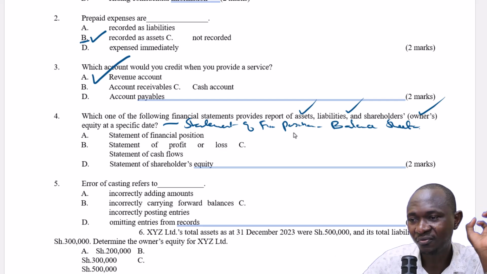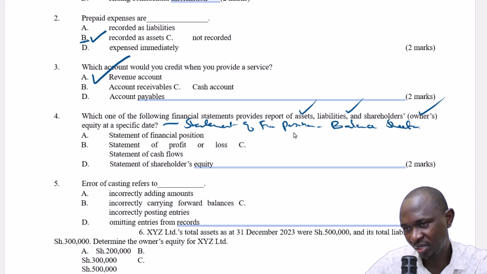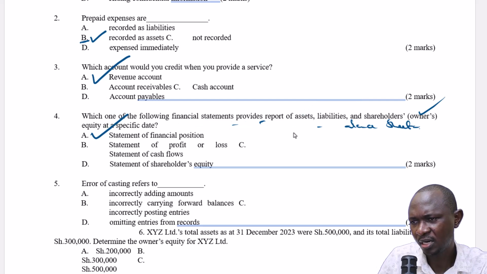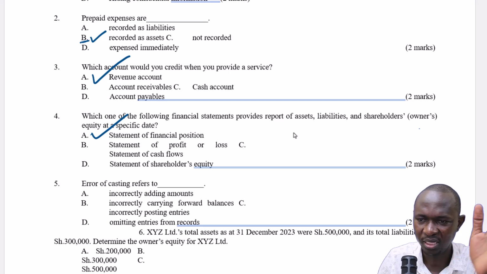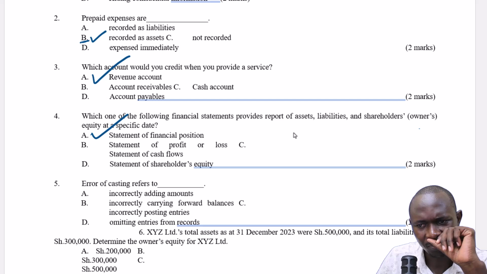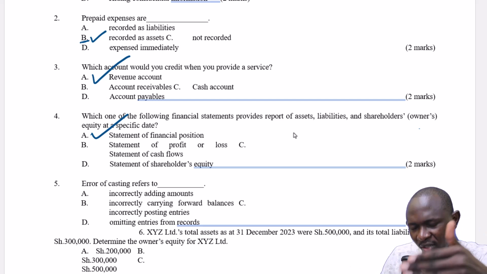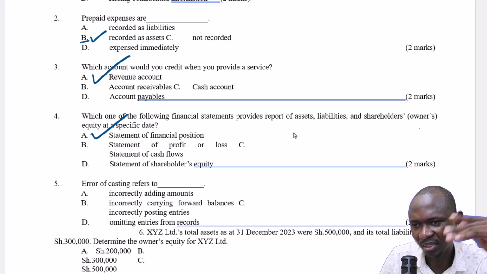It shows the position of the business as at a given point in time. Yes, here we go. We already have it there. So the correct answer is A. But for the sake of it, let's look at what B, C, and D present. B says statement of profit or loss. No, this one shows the net profit, trading, and profit and loss. Actually, statement of profit or loss. This is not even trading. This is just part of the financial statement.